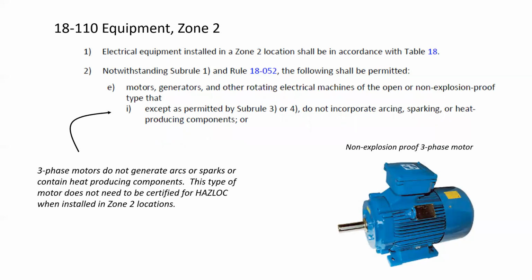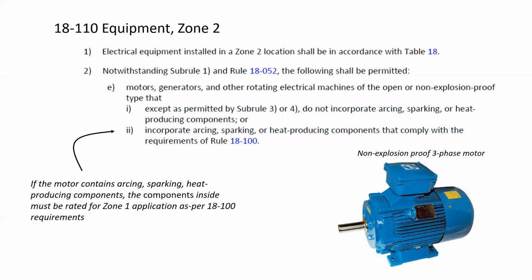If we take a look at the addition to item E, motors, generators, and other rotating electrical equipment of the open or non-explosion proof type. So that stuff is acceptable as well. Three-phase motors do not generate arcs or sparks or contain heat-producing components. This type of motor does not need to be certified for HAZLOC when installed in Zone 2 locations.